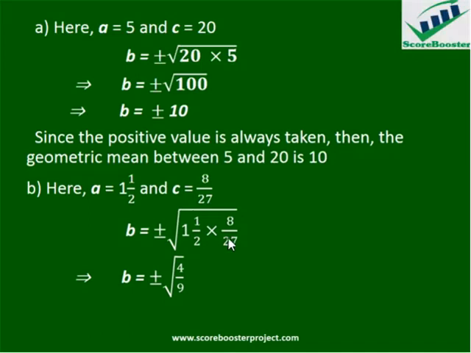3 here 1, 3 here 9. 2 here 1, 2 here 4. 1 multiplied by 4 will give 4. 1 multiplied by 9 will give 9. So B is equal to plus or minus square root of 4/9.